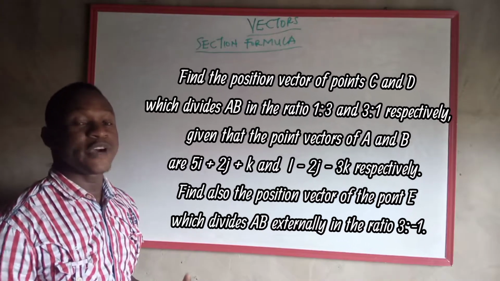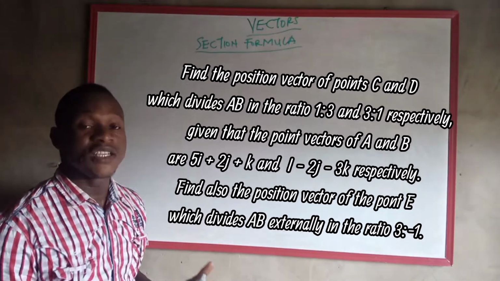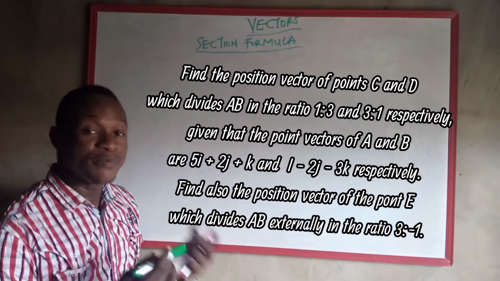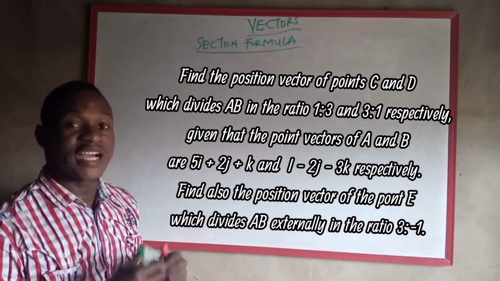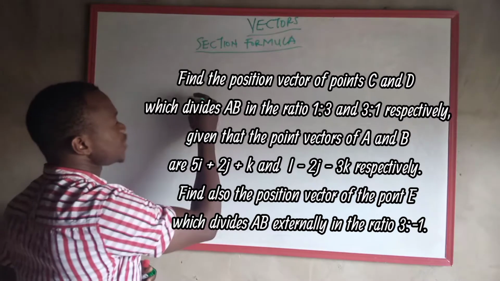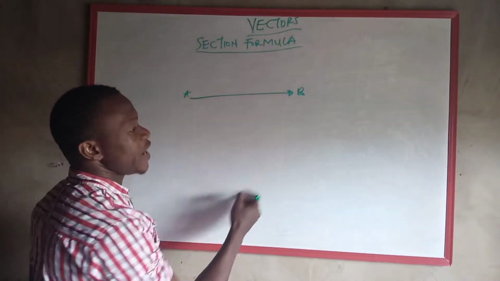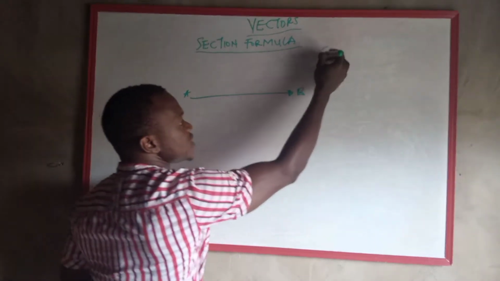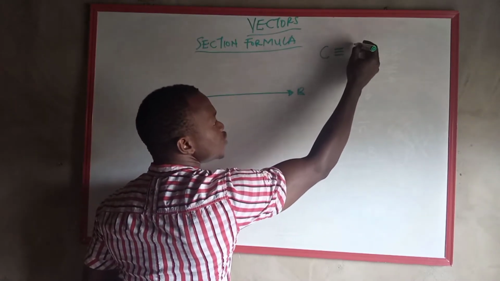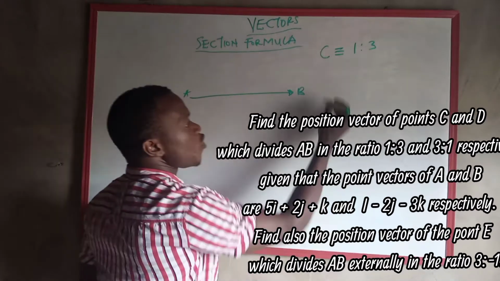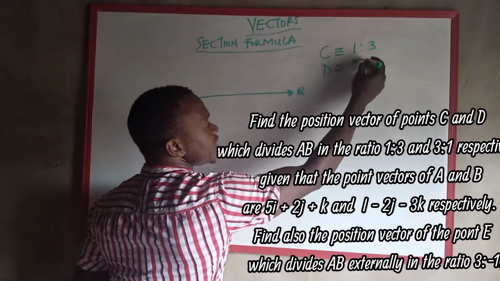Now the example says we should find the position vectors of C and D. We divide the vector AB in the ratio 1:3 and 3:1. What it means is there is a vector AB now. Now we are asked to find position C and D. C divides the vector by ratio 1:3, while D divides the vector by 3:1.